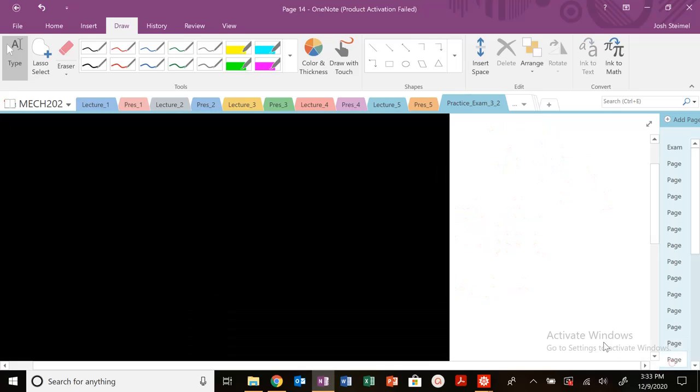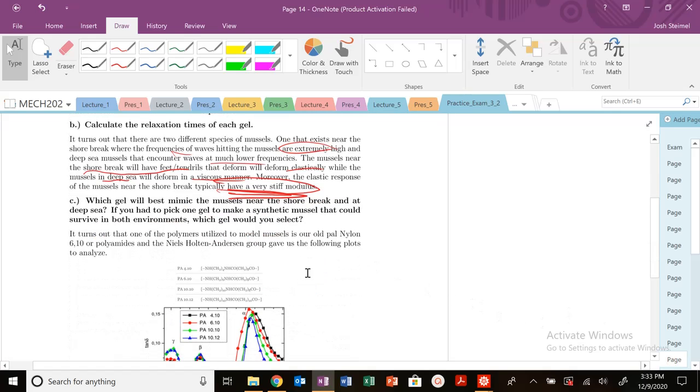The best gel for the deep sea needs to behave viscously. That has to be the red gel. So that must be deep sea, because that's the only one that behaves viscously. Must be red. This one here near the shore break has, I'd say, orange for sure.